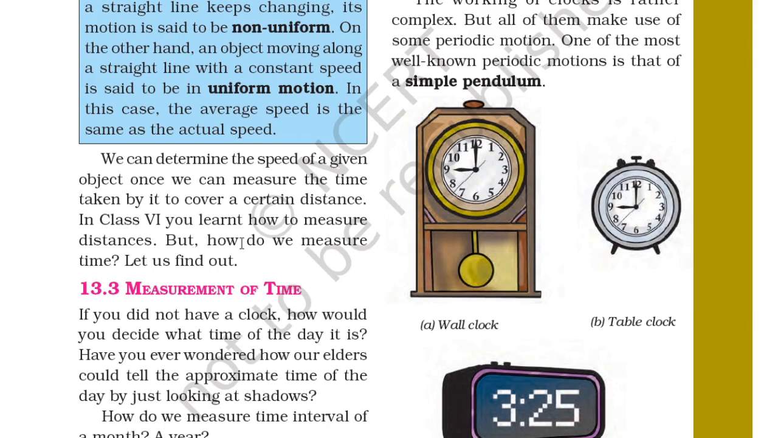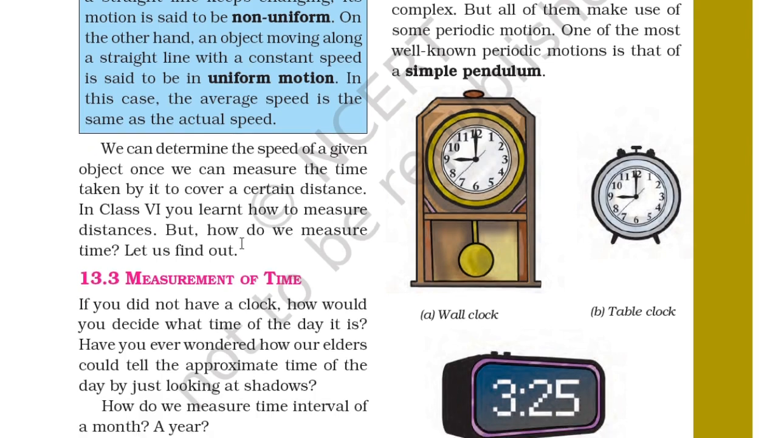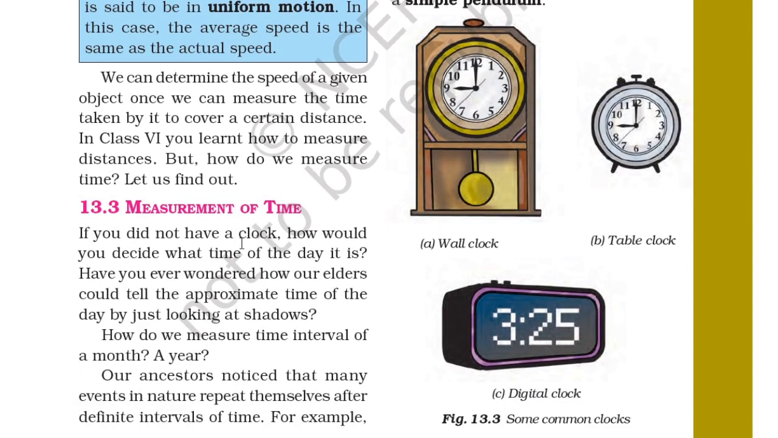We can determine the speed of a given object once we measure the time taken by it to cover a certain distance. In class 6, you learned how to measure distance, but how do we measure time? Let us find out. So 13.3 is measurement of time. If you did not have a clock, how would you decide what time of the day it is? Have you ever wondered how our elders could tell the approximate time of the day by just looking at shadows?